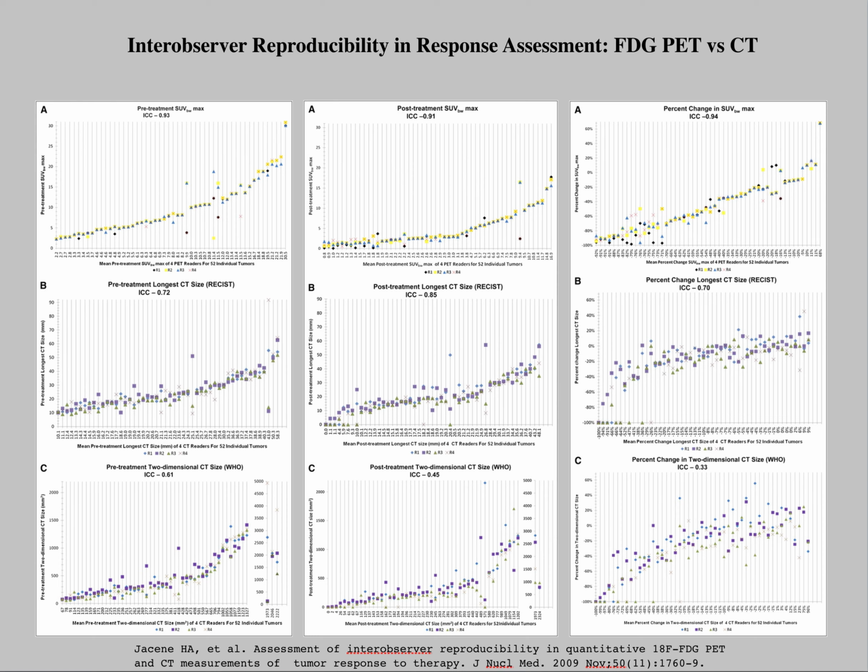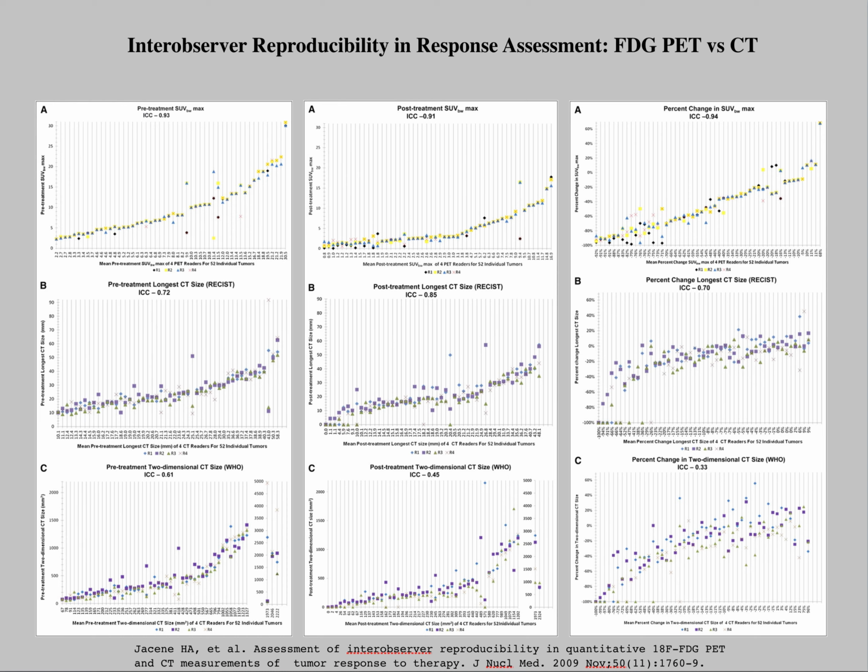So in this particular study, we compared the tumor before the treatment, after treatment, and then we assessed the reproducibility of change in tumor measurements. So if we look at the top row for pre-treatment, the observers were pretty close. It's a tight curve. Post-treatment as well. On the percent change, the curve obviously widens a little bit, but this is not bad.